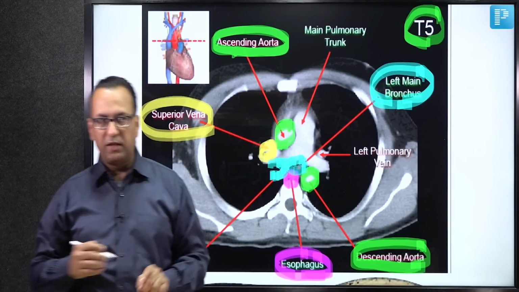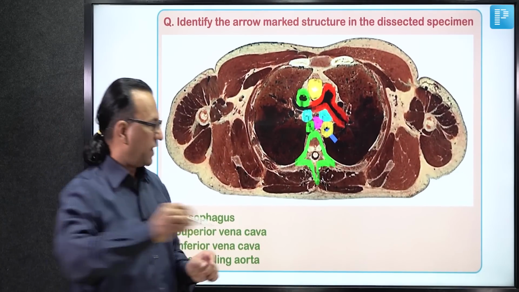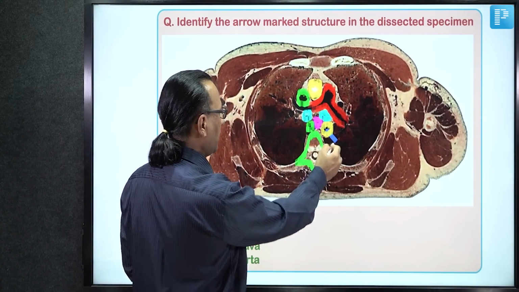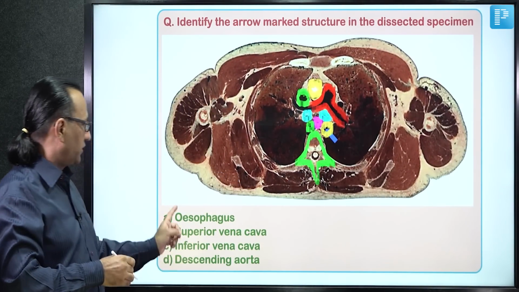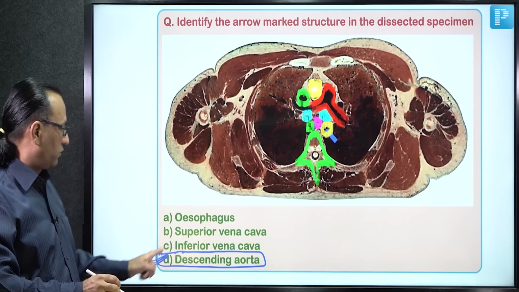If you look back at the question, it was asking us for this arrow mark, and that arrow mark is none other than the descending aorta. So our answer should be choice number D here. And we can move on to the next question then.